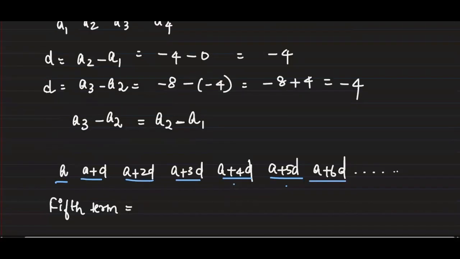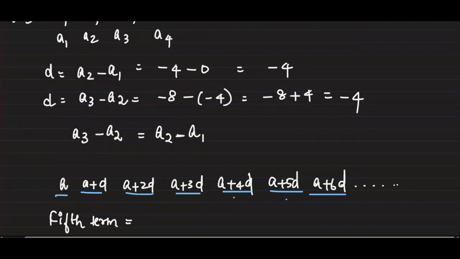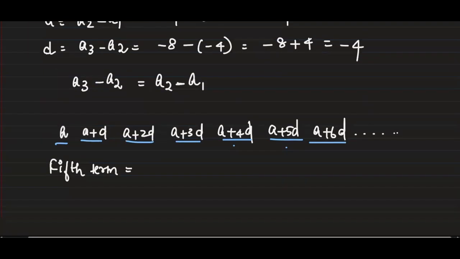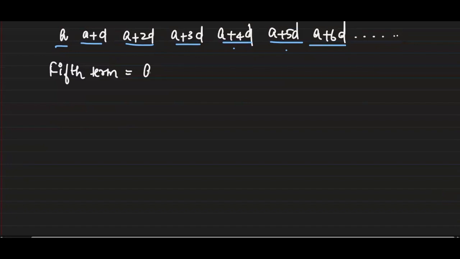So the fifth term will be A plus, what is A here? So A is 0 and D will be -4. So fifth term is A plus 4D. So here A will be 0 plus 4 times D value, which is -4. So 0 minus 16, that will be -16.